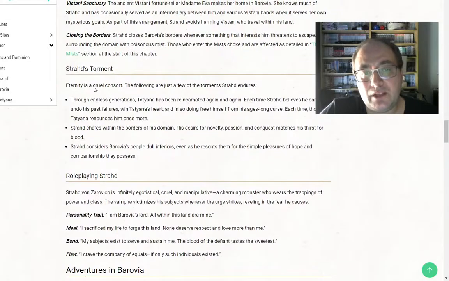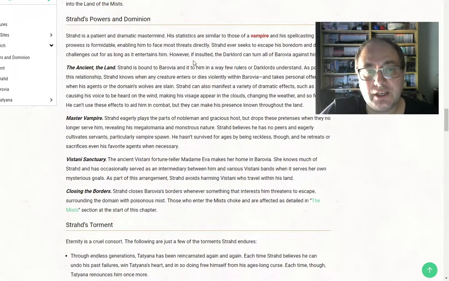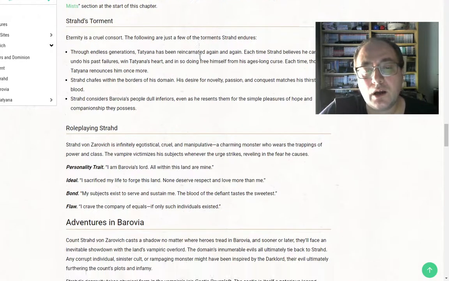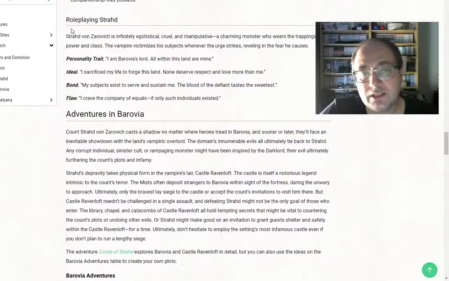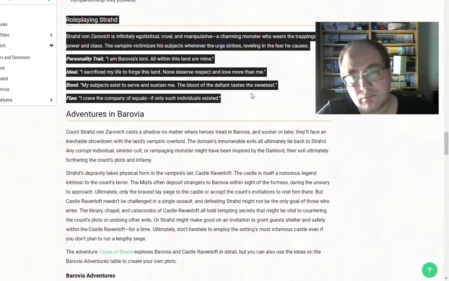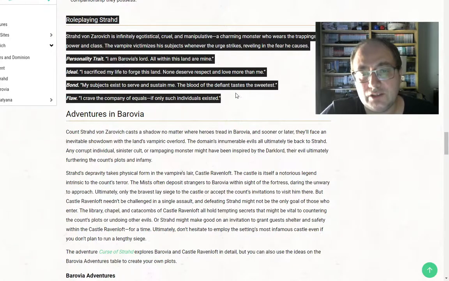And by the way, here's some information that you get on what Strahd's powers are as a Dark Lord, what his torments are, how he is being tormented, and how you should roleplay him. And honestly, this is okay. The actual Curse of Strahd provides more information on how to properly run Strahd.